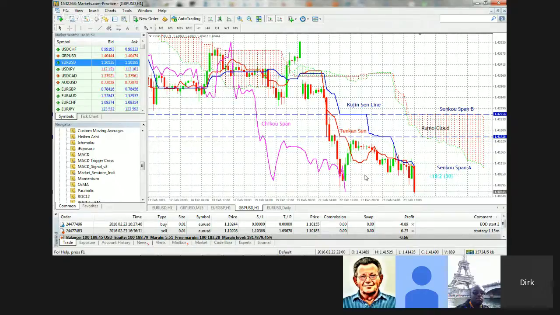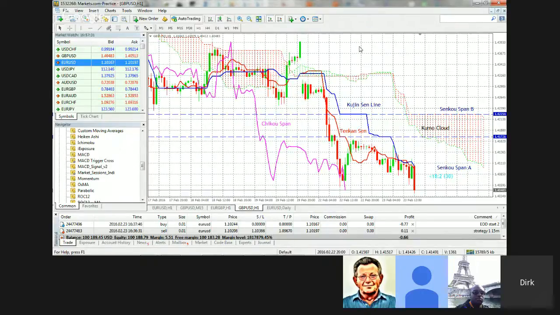And then lastly, our final signal is what we refer to as a Kijun break. The Kijun break is price breaking the Kijun, either from above to below for a sell signal, or from below to above for a buy signal. So right over here, we actually had a break from below to above, which is a buy signal. So those are the five different signals.